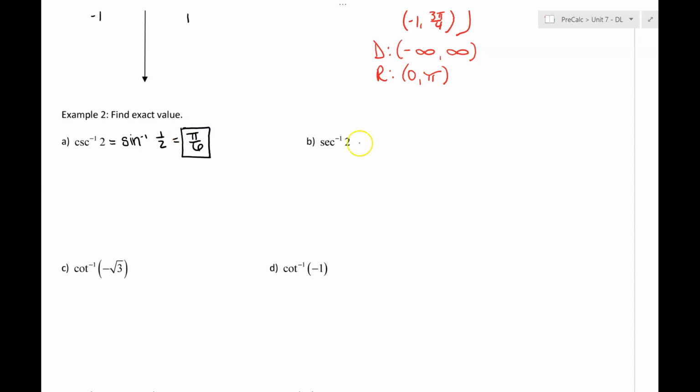Okay, feel free, if you're not comfortable with reciprocal values, to take the reciprocal. Inverse secant of 2, which means we're looking for the inverse cosine of 1/2. Again, it's positive. We're in the first quadrant, and we know that the cosine of pi over 3 is 1/2.